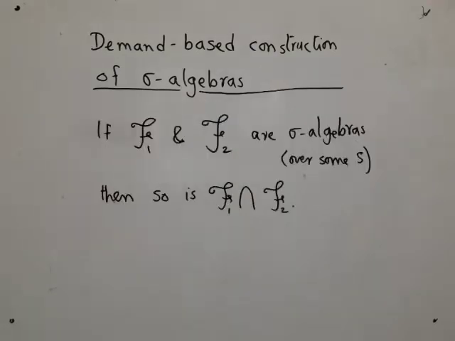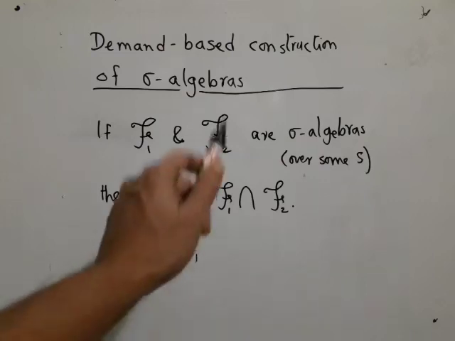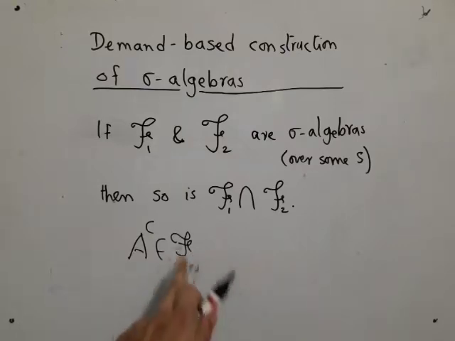For this, the following result will be very useful. It is absolutely trivial to prove: if over the same set S we take two sigma algebras, then their intersection must again be a sigma algebra. The proof goes like this, very simple. Suppose I take some set A which is in the intersection, which means it is in both script F1 and script F2. Since it is in script F1, A complement must also be in script F1. Since it is in script F2, A complement is also in script F2, which means A complement must again be in script F1 intersection script F2. The same thing holds for union and intersection.